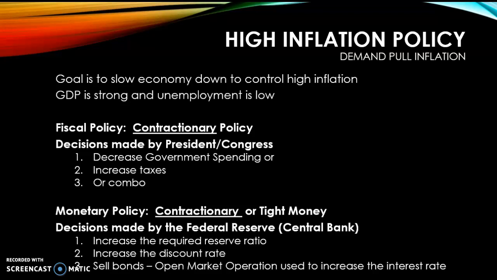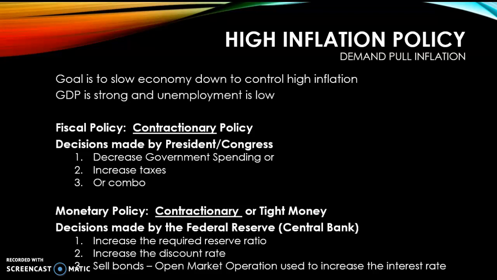The other decision, through monetary policy, is also called contractionary policy. It's also known as tight money, and that's our decisions made by the Federal Reserve, also known as the central bank or the banker's bank. The Fed would increase the required reserve ratio, meaning banks wouldn't have as many excess reserves to make loans. They would increase the discount rate, really used as a communication tool by the Federal Reserve to tell banks, hey, slow down, stop making so many loans.